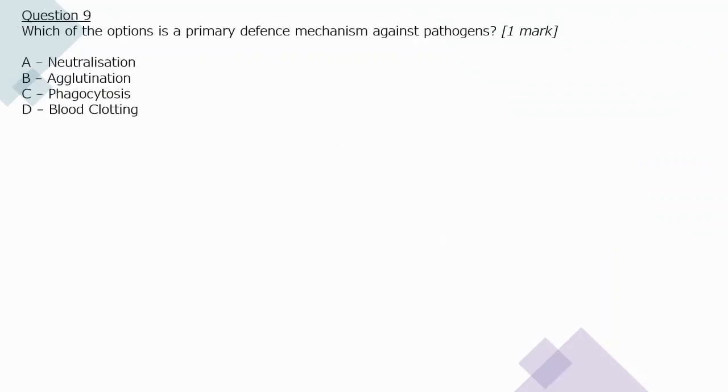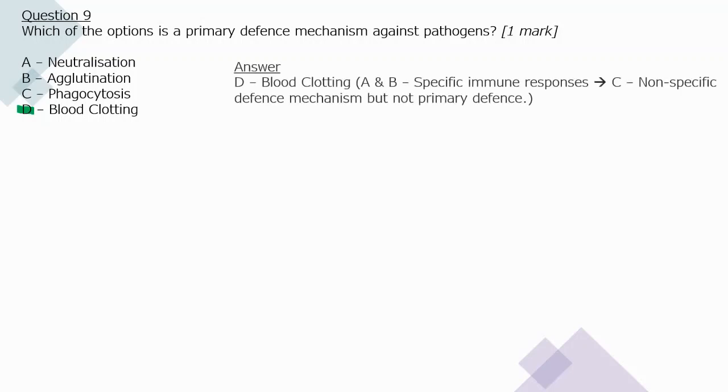So questions 9, 10, 11 are all very similar. They are all about the primary and non-specific defense mechanisms. So the first one is which of the options is a primary defense mechanism against pathogens. So we have neutralization, agglutination, phagocytosis, or blood clotting. So we know that our answer is therefore D, because agglutination and neutralization are part of the specific immune response, and phagocytosis is part of the non-specific, whereas blood clotting is a primary defense mechanism.